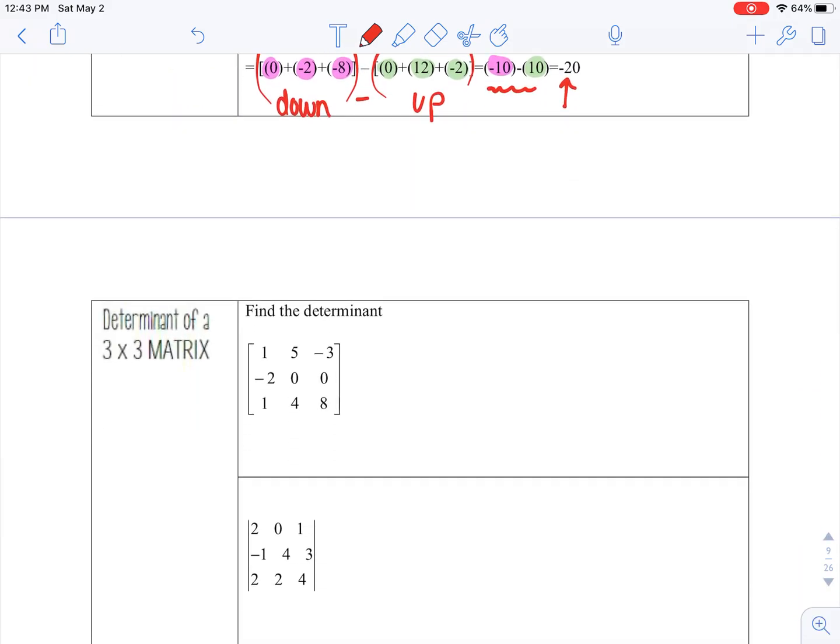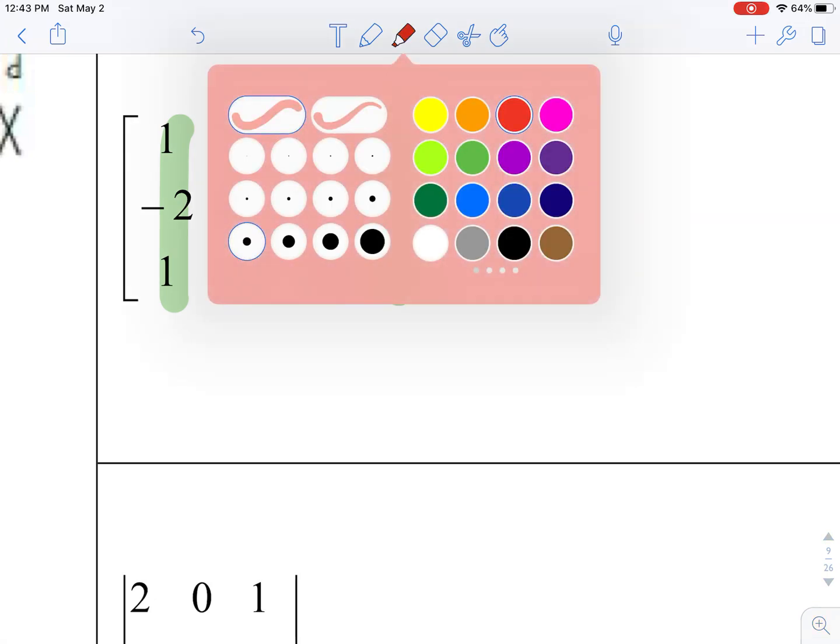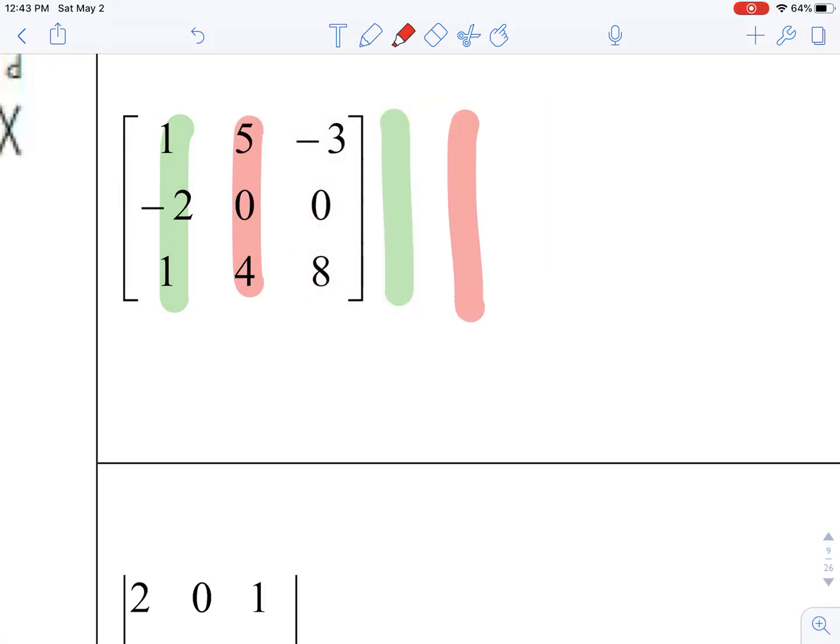So let's go ahead and try this next one. For this next one, let's first repeat the first 2 rows. I would write nice and neat so things are lined up correctly.